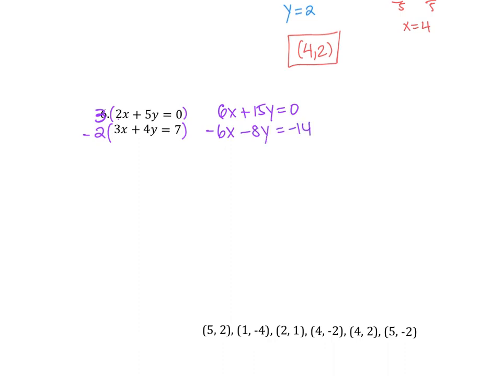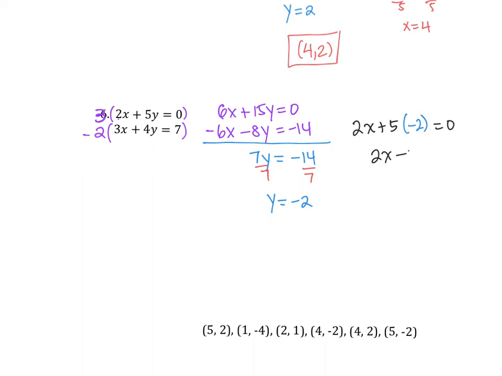Okay, and then again, if I've done it correctly, something should cancel. So 6x minus 6x cancels. 15y minus 8y, 7y. 0 minus 14 is negative 14. So I'm going to get y equals negative 2. Okay, and then I can plug the y equals negative 2 into any of the equations I started with x and y. I'm going to put it in the first one. 2x plus 5y equals 0. So 2x minus 10 equals 0.